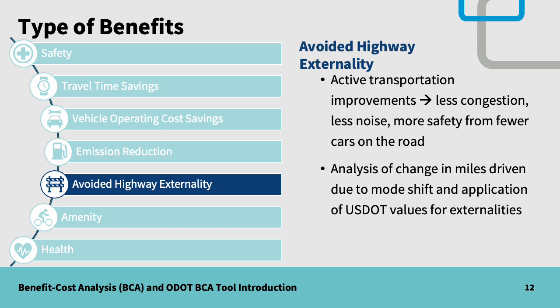Avoided highway externalities. Avoided externalities capture the reduction in congestion, noise, and risk due to fewer cars on the road. We refer to these effects as externalities in that the benefits and costs are borne not by the individual user, but by society as a whole.